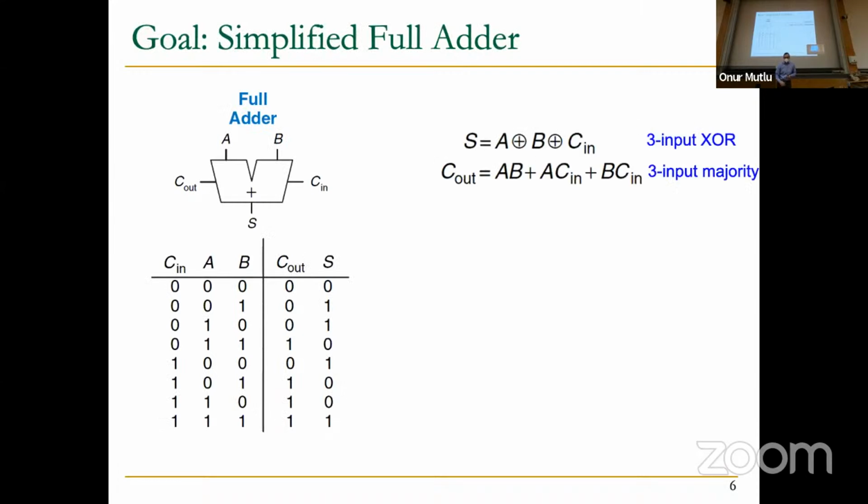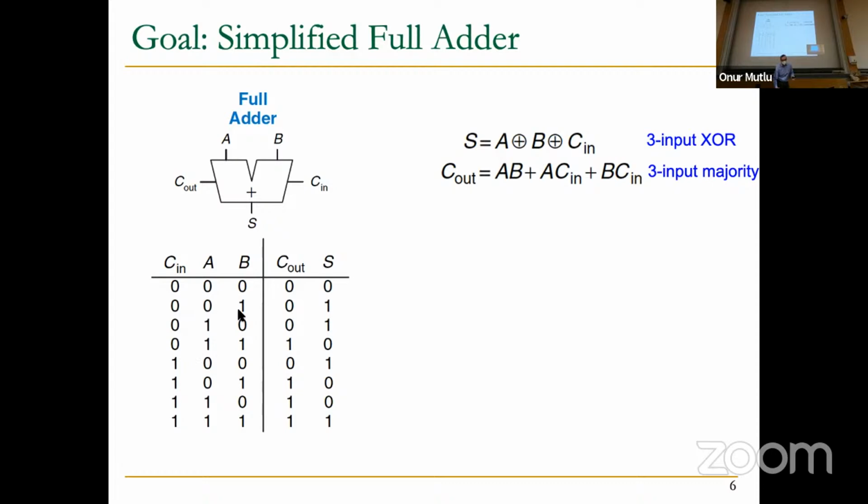Eventually, you'll arrive at something like this. This is the simplest form you can get. The sum is a 3-input XOR of A, B, and C in. And C out is a 3-input majority function of A, B, and C. If at least 2 of A, B, C are 1, the output C out is 1. These are actually very common circuits also. Majority we didn't look at, but clearly the majority function computes the majority of an n-input function.